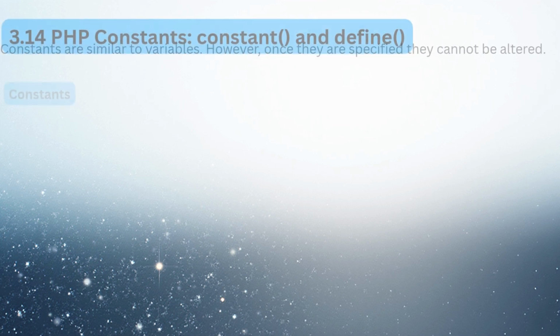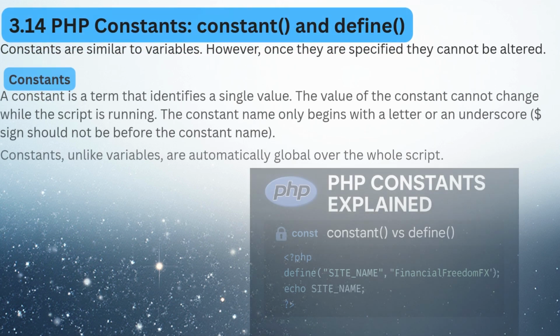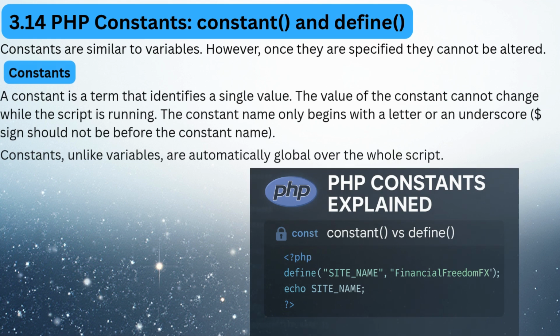In PHP, constants are quite similar to variables, but there's one major difference. Once you define a constant, its value cannot be changed throughout the script. This means constants are used when you need to store a value that must remain the same during the execution of your program. Now, let's break it down.